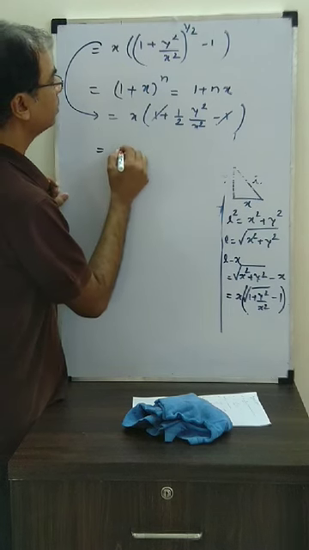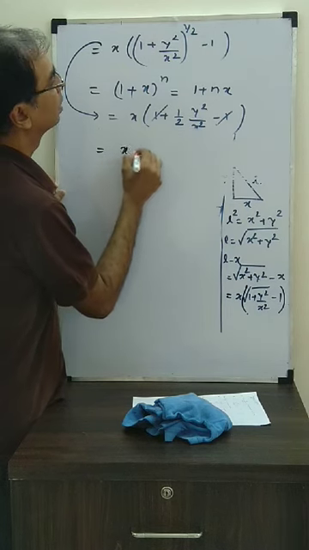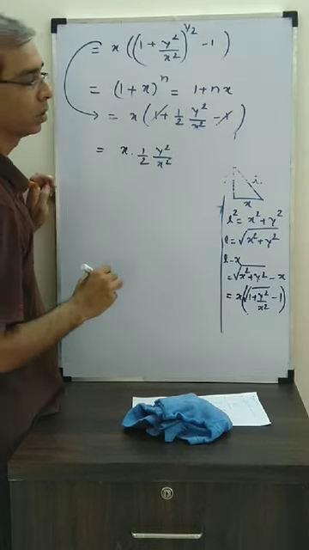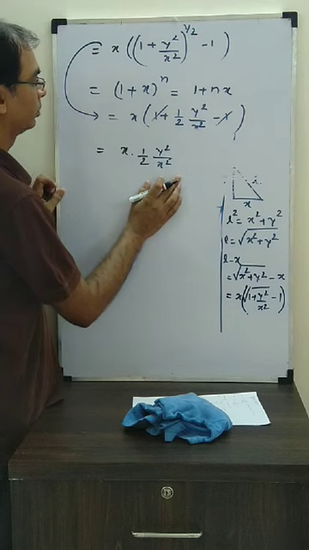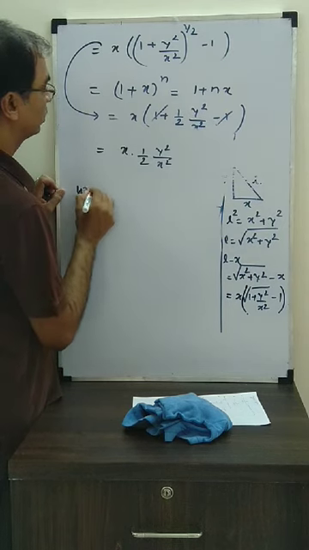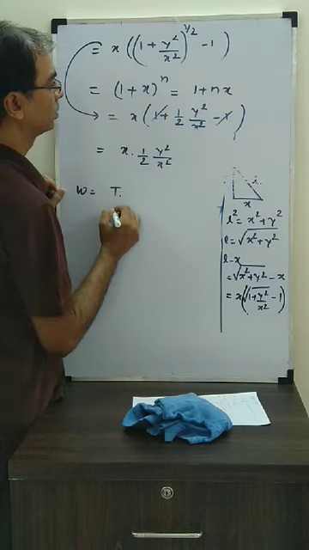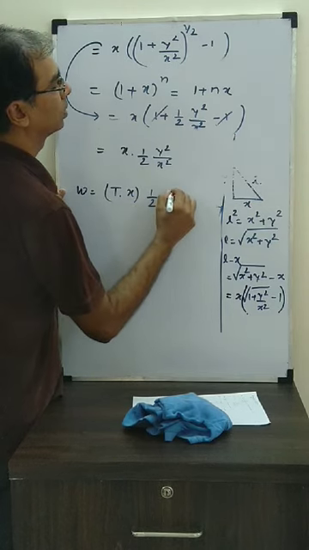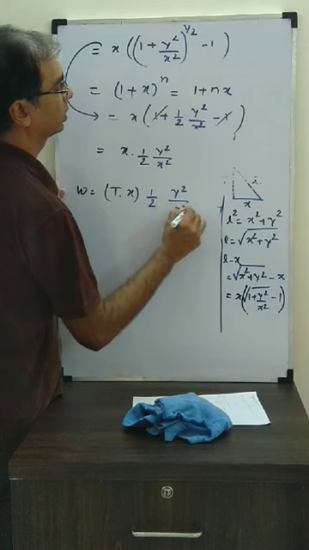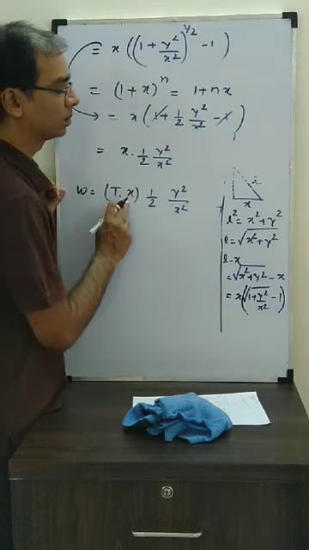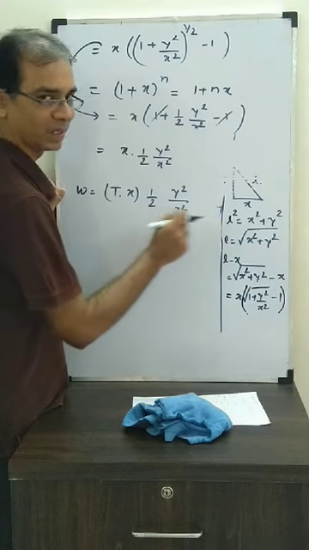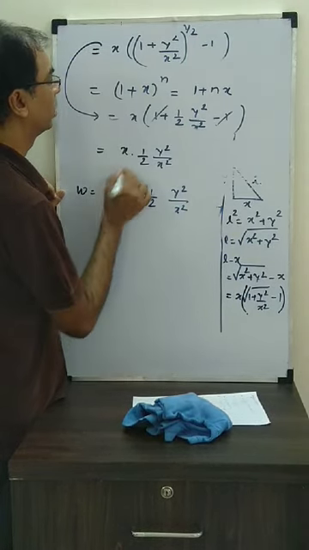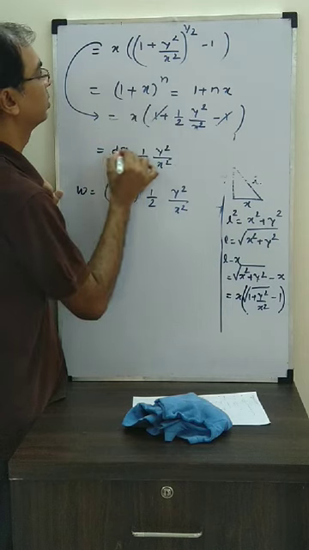Okay, so x into 1 by 2 y square by x square. Okay, this is the change in length. Now, what was the work done? We said that work done is T into x into half y square by x square. Okay, now this x is what? Change along the x axis. So if you want to write it as dx, it will be better for us. Make it all dx, then it will be clearer to you.